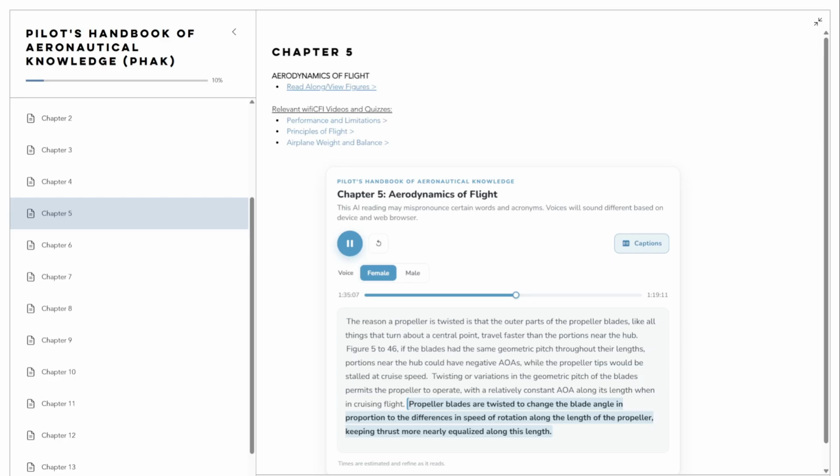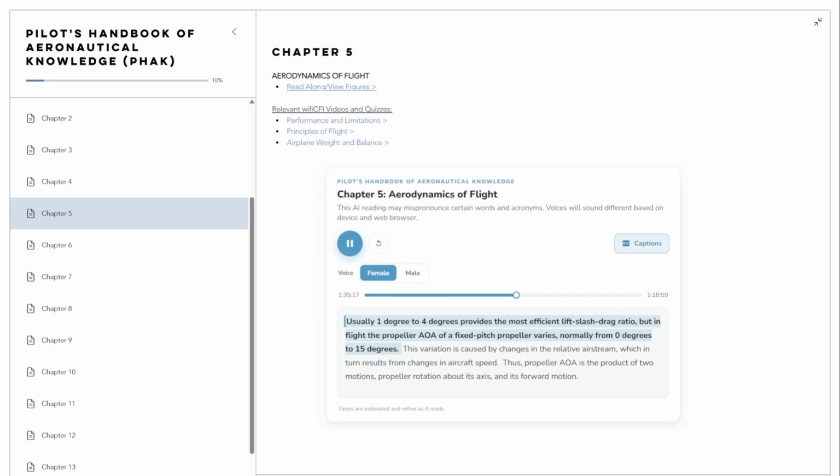Propeller blades are twisted to change the blade angle in proportion to the differences in speed of rotation along the length of the propeller, keeping thrust more nearly equalized along this length. Usually 1 degree to 4 degrees provides the most efficient lift/drag ratio, but in flight the propeller AOA of a fixed pitch propeller varies, normally from 0 degrees to 15 degrees. This variation is caused by changes in the relative airstream, which in turn results from changes in aircraft speed. Thus, propeller AOA is the product of two motions: propeller rotation about its axis, and its forward motion.